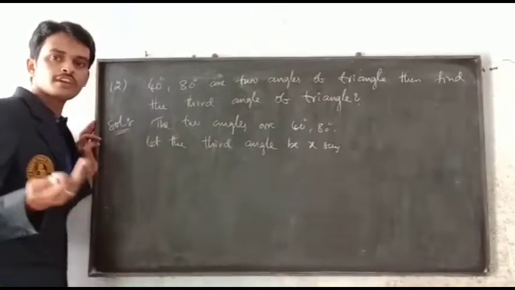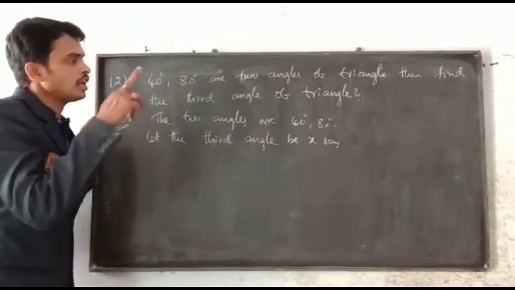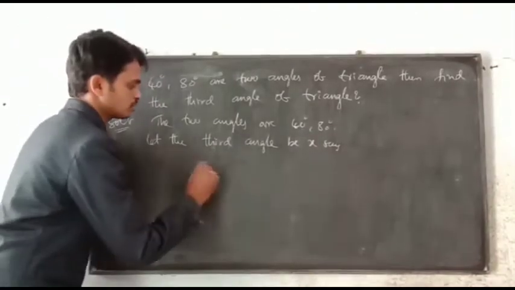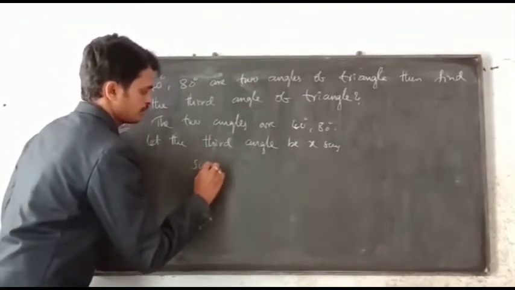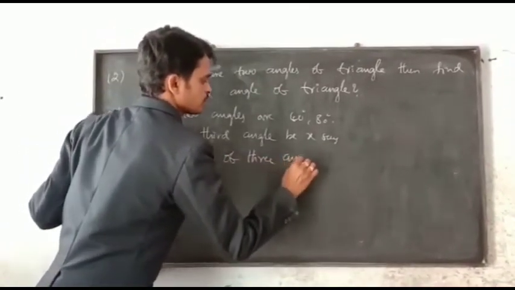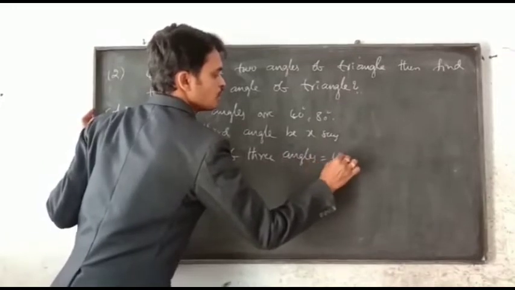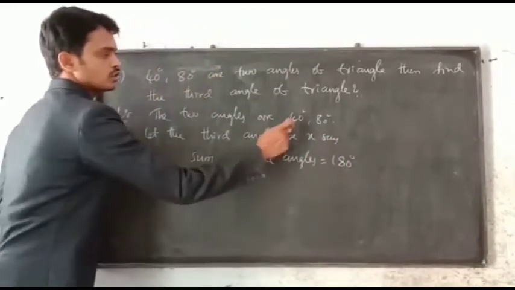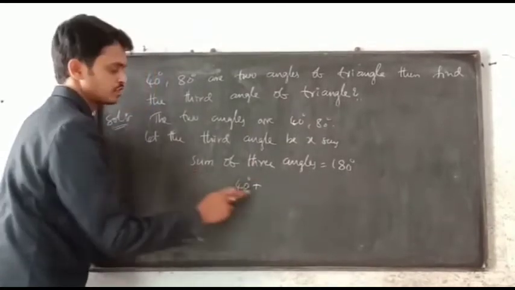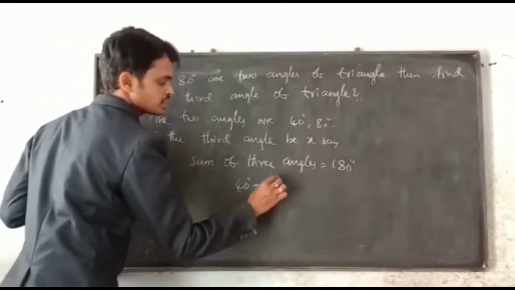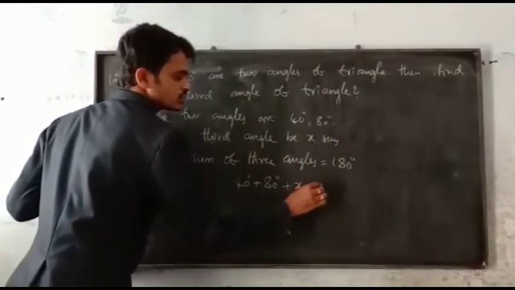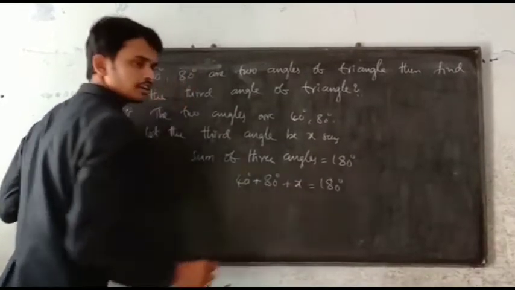Now we know the angle sum property of a triangle. The 3 angles of a triangle sum to 180 degrees. So the sum of 3 angles is equal to 180 degrees. The 2 angles given are 40 degrees, sum means plus, we should write 80 degrees. The second angle is 80 degrees. The third angle we took as x is equal to 180 degrees.